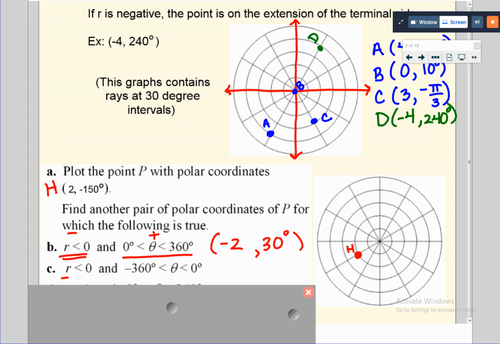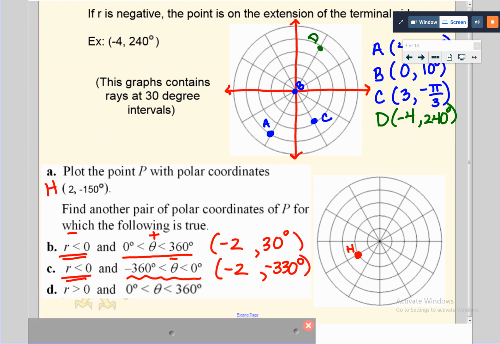This time I want R to be negative, but I want my theta to also be negative. What's my only choice for R? -2. So again, we're going to graph my new point by going to the left. But this time I want a negative rotation, so I want to go clockwise. How much do I have to rotate clockwise to get to H? 330 degrees. Negative 330 degrees.